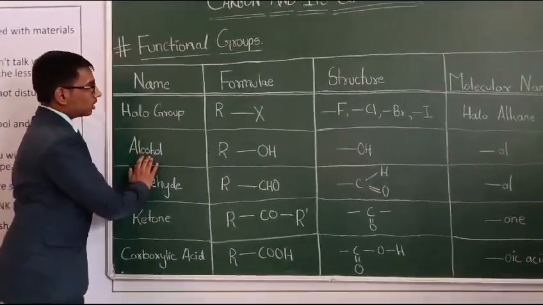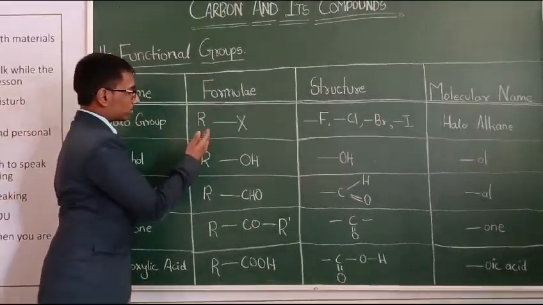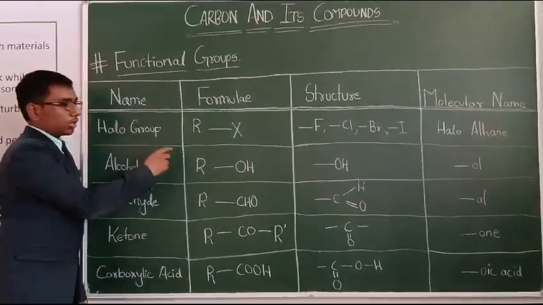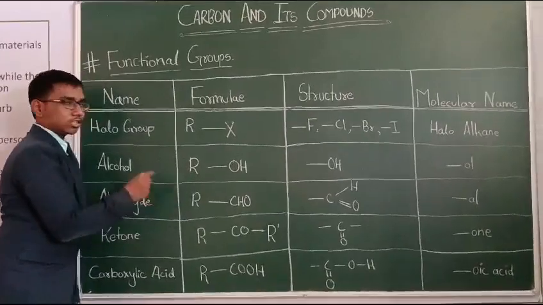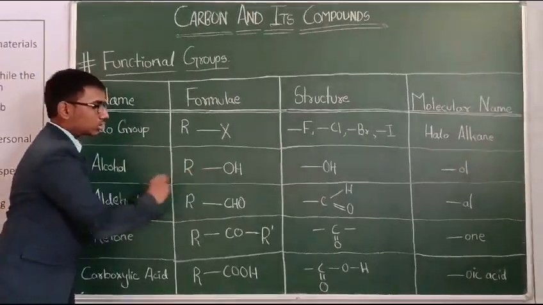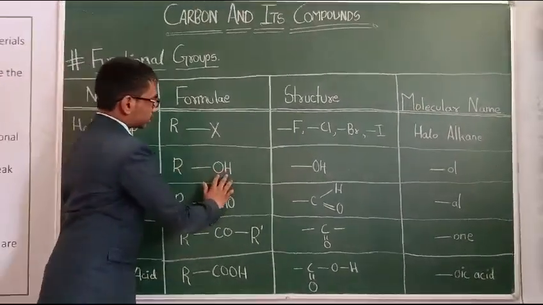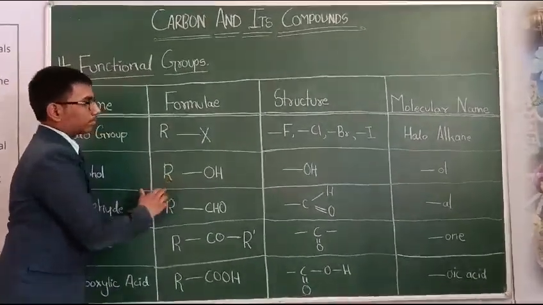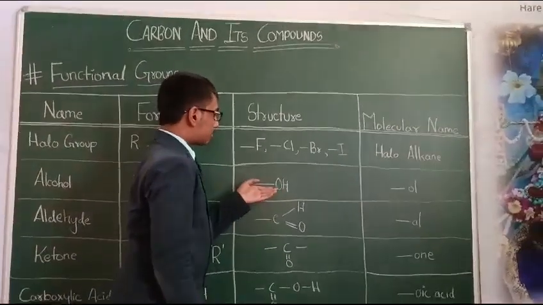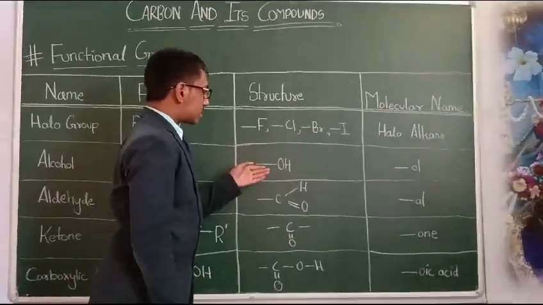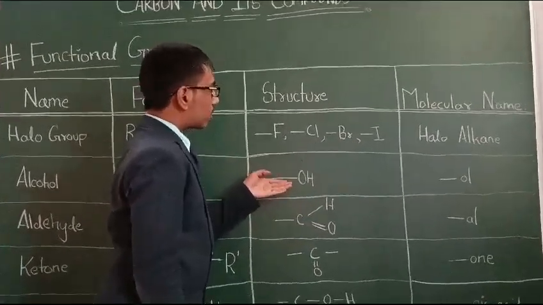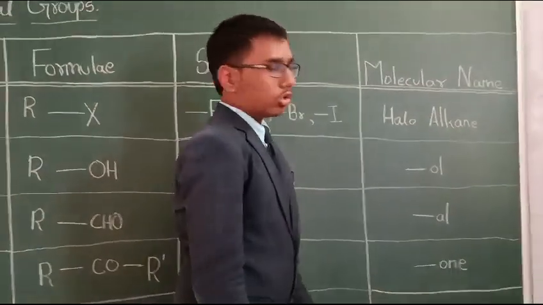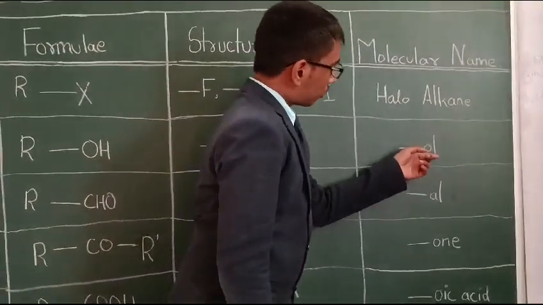Now let's move on to our next functional group, that is the alcohol. The alcohol functional group has the formula R single bond OH. Just like above, the letter R represents the alkyl group, the single bond is the open bond, and the OH represents the hydroxyl group. It is attached to the alkyl group. The structure is single bond OH, which represents that the open bond is filled by the hydroxyl group.